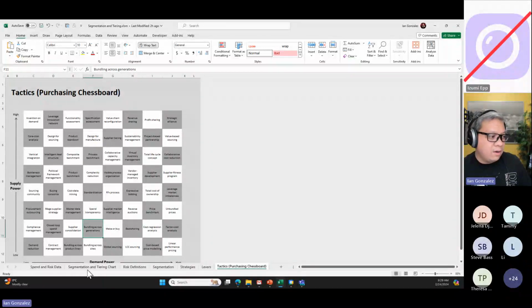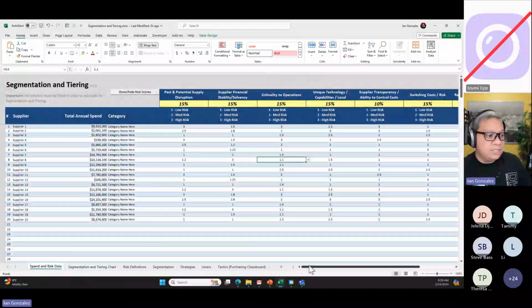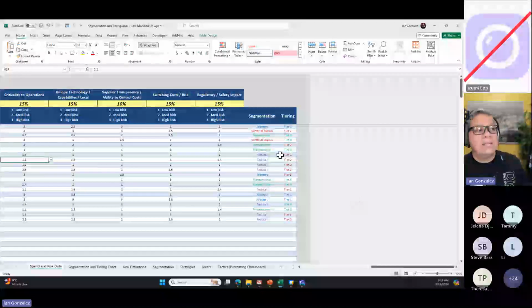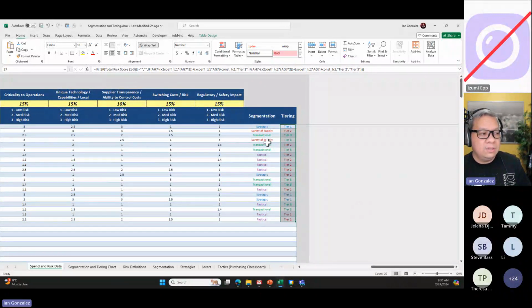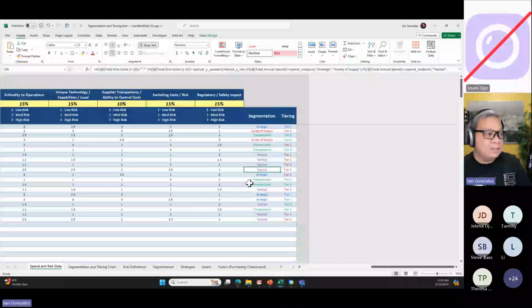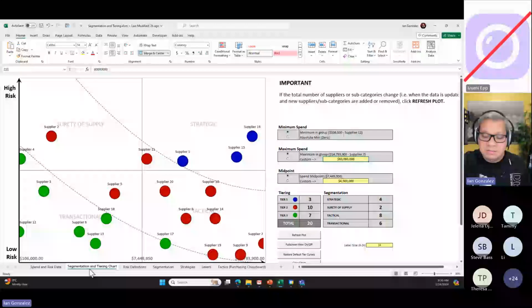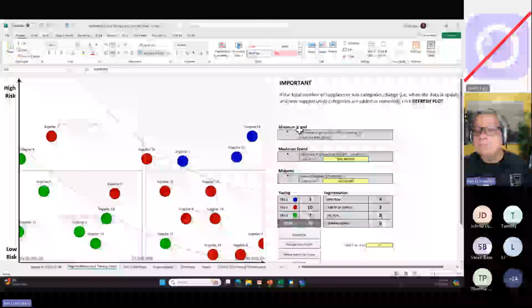Okay, now here, there's a tab here called segmentation and tiering chart. This is not a requirement, because as you're entering data on the first tab, you will already get, if you scroll to the very right, you will already see their segmentation and tiering. You'll see right away tier 1, tier 2, tier 3, who's strategic, surety of supply, transactional, tactical. But if you want a graphical representation, because I don't know, you want to put this on PowerPoint maybe, or you show your boss when he does not understand what segmentation is, you can use this. But here is where the tool could break when you're using this one.